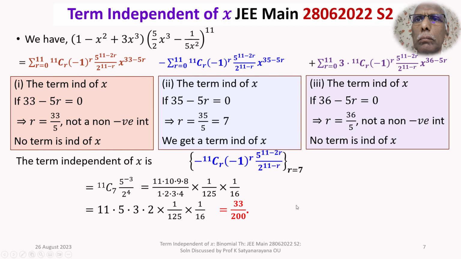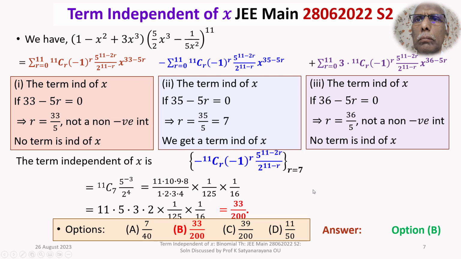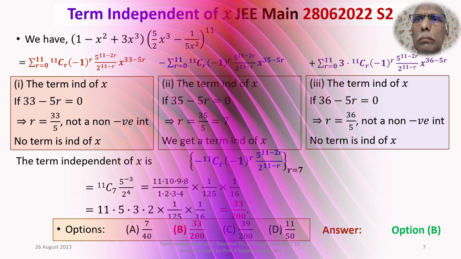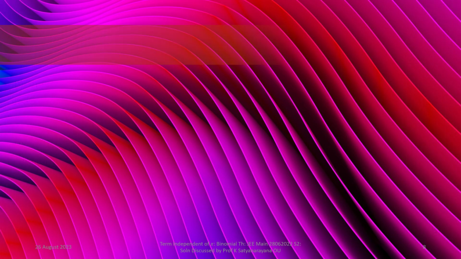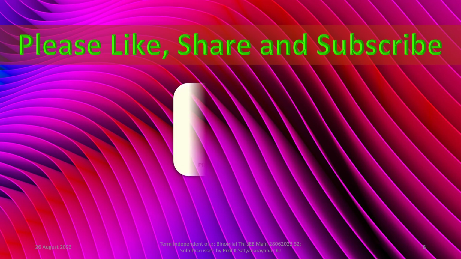is 33/200. Let's look at our options. Our answer appears against option B. Therefore, the answer to this question is option B. So that is the detailed discussion of the solution of the problem from the section Binomial Theorem, which is related to the term independent of x. I am sure that you have understood the solution of this problem, and I wish you all the best. Thank you.